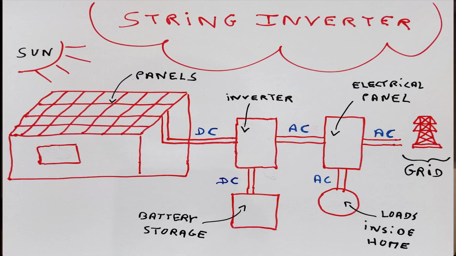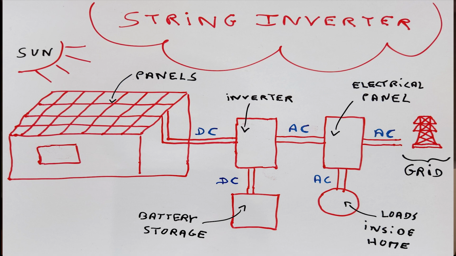So let's first discuss string inverters. As you can see on the string inverter diagram here, we have a number of roof-mounted panels that produce DC electricity, like we have discussed before, and that DC electricity is sent to the inverter, which is typically located on the ground, in the garage, for example, like it is in my case.